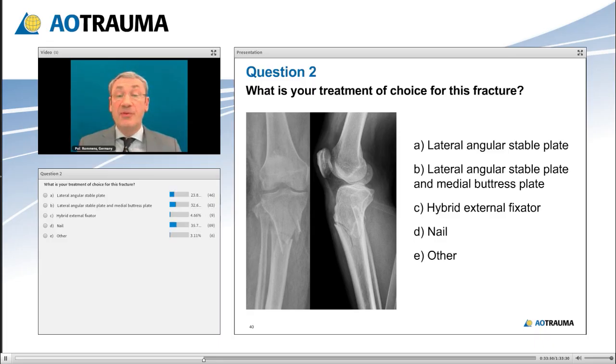Thank you very much for your answers. You can see together with me that most of you would prefer a nailing. That's nice to see and read, but certainly a high number of colleagues also prefer a double plate osteosynthesis, meaning a lateral angular stable plate with a medial buttress plate. Certainly, if you have a moderate soft tissue damage, this double incision may be a risk for wound healing problems.